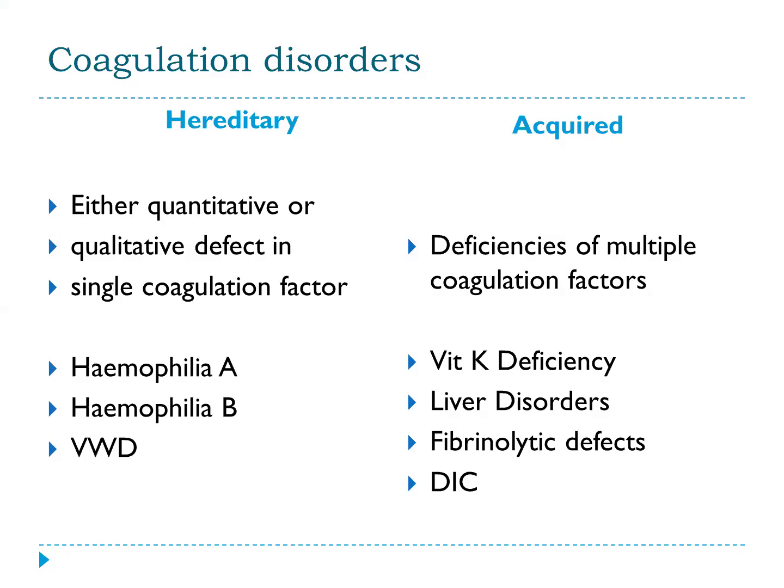Coagulation disorders can be hereditary, either a quantitative or qualitative defect. Okay, so coagulation can be a hereditary defect or an acquired defect. For hereditary, we'll talk about hemophilia and von Willebrand disease. These are the two that you guys should know. Acquired involves multiple coagulation factors, like DIC, liver disorders, and vitamin K deficiency.